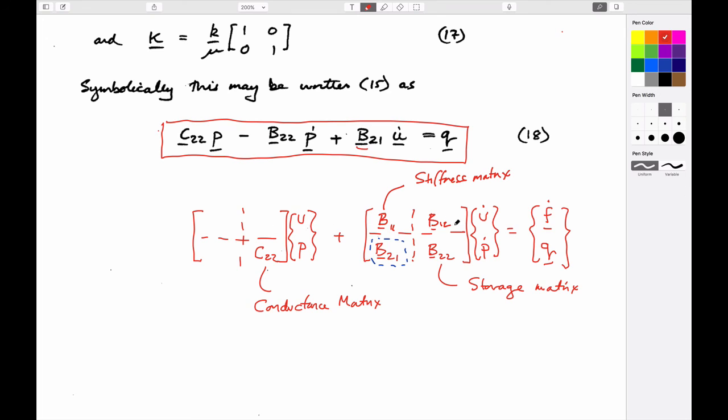And so this system alone, without this term, would just be our F equals Ku, our finite element relationship. This one here is Kp plus S p dot equals Q. So they should all be quite familiar now in terms of what these are.